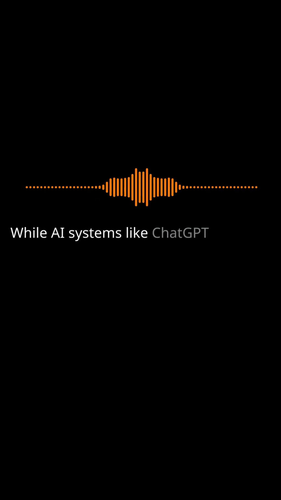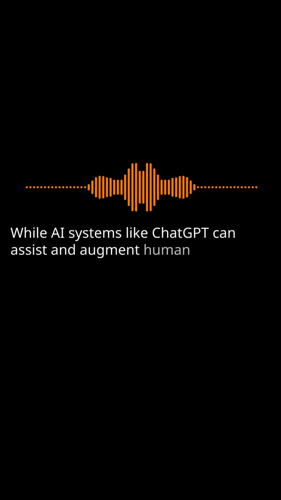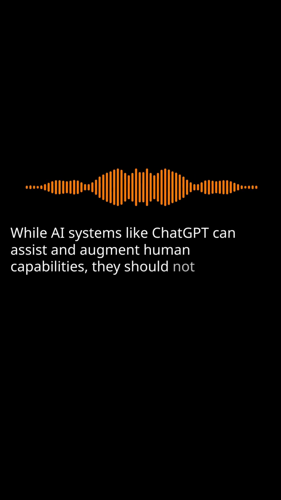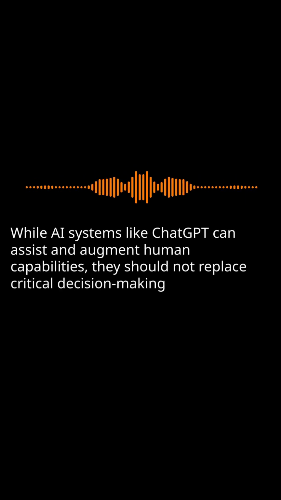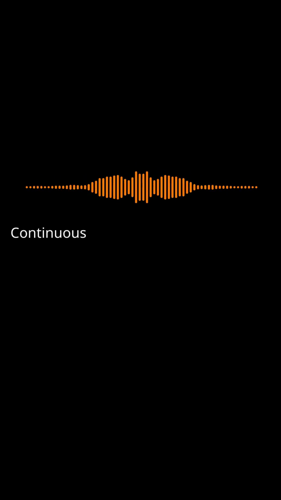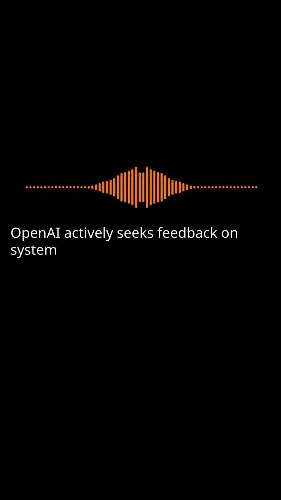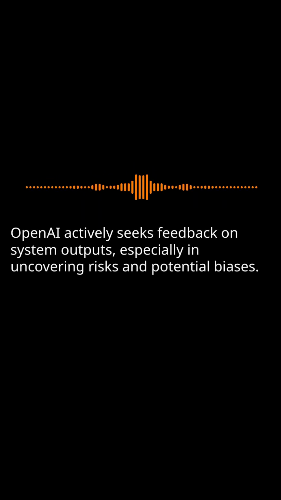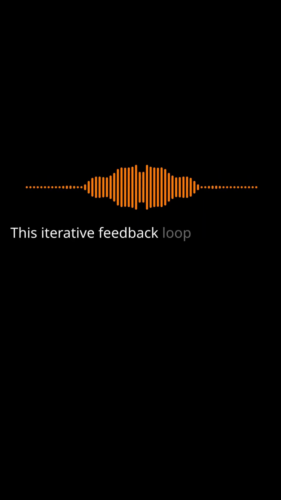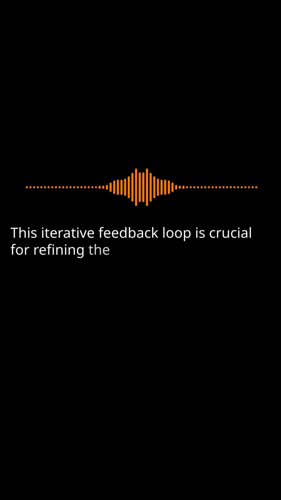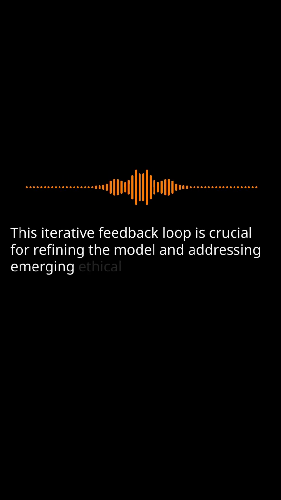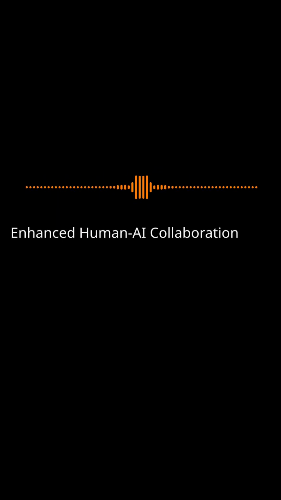While AI systems like ChatGPT can assist and augment human capabilities, they should not replace critical decision-making processes. Continuous improvement. OpenAI actively seeks feedback on system outputs, especially in uncovering risks and potential biases. This iterative feedback loop is crucial for refining the model and addressing emerging ethical concerns. Future implications. Enhanced human AI collaboration.